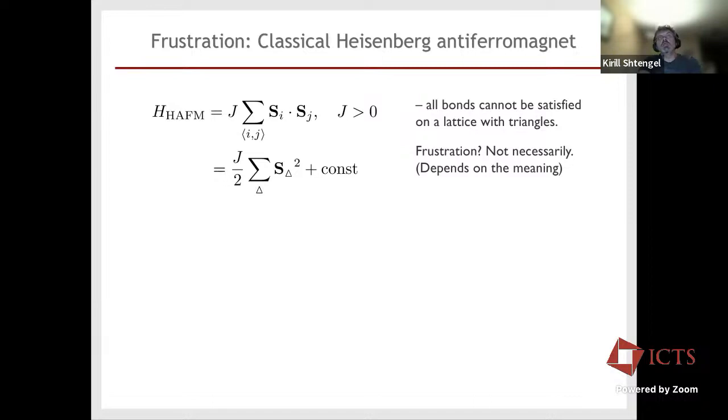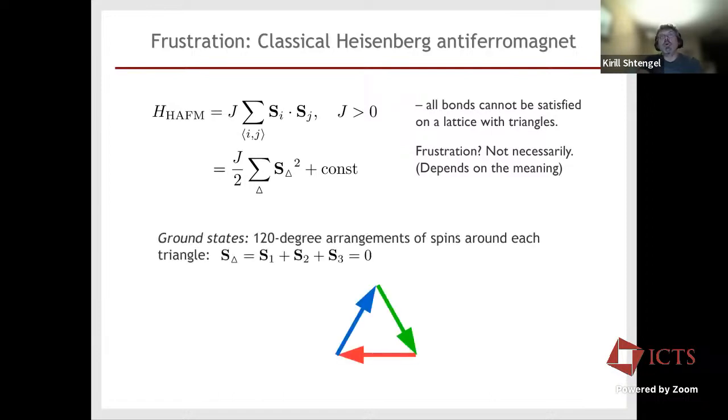Because what you can do is rewrite this Hamiltonian as just the sum over all triangles of the lattice of the total spin of a triangle squared. So you can see that you can actually satisfy every triangle. It's not making all spins anti-parallel, but the best you can do is arrange every triangle in a configuration where the three spins of a triangle add to zero.